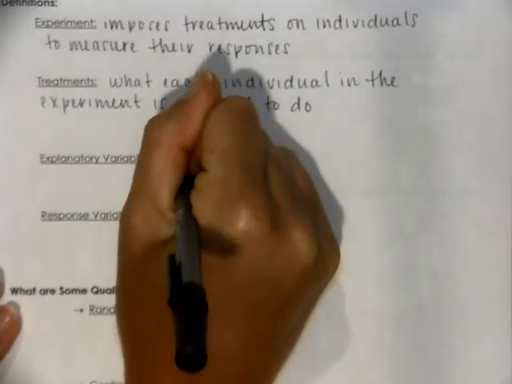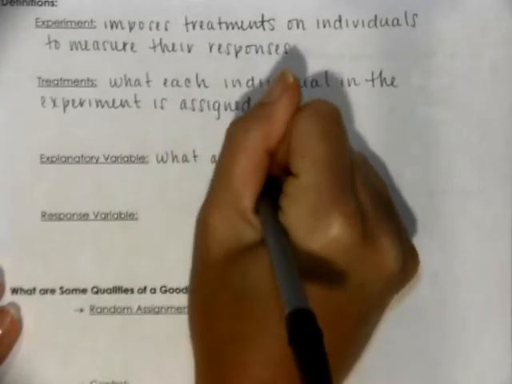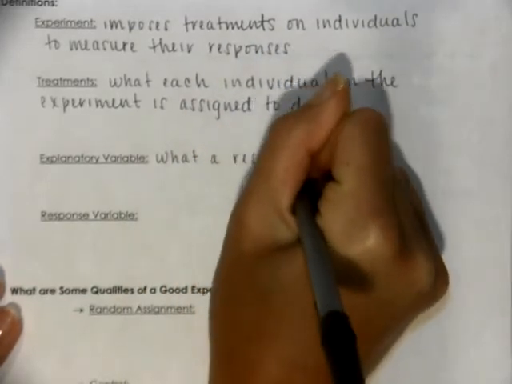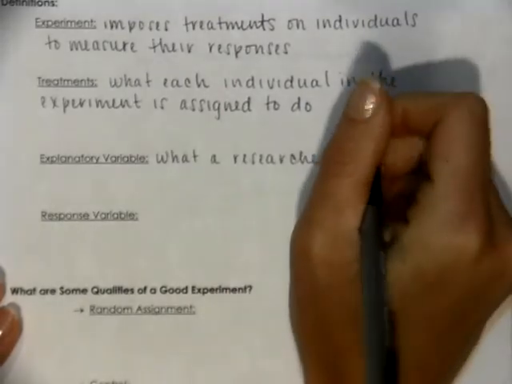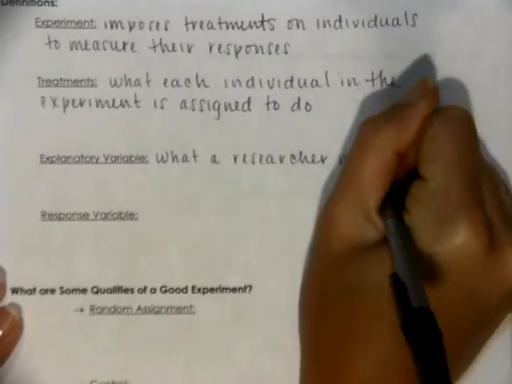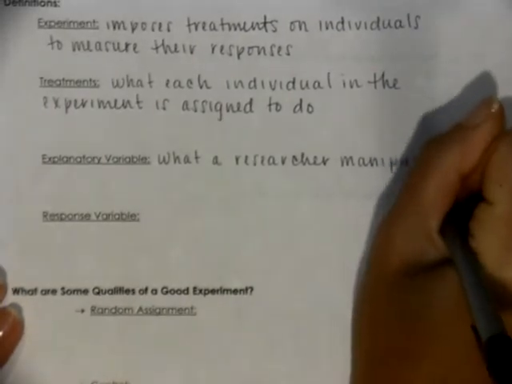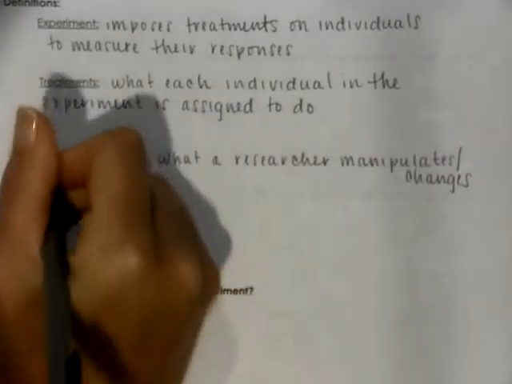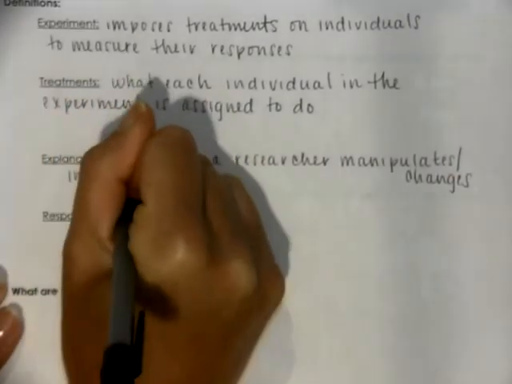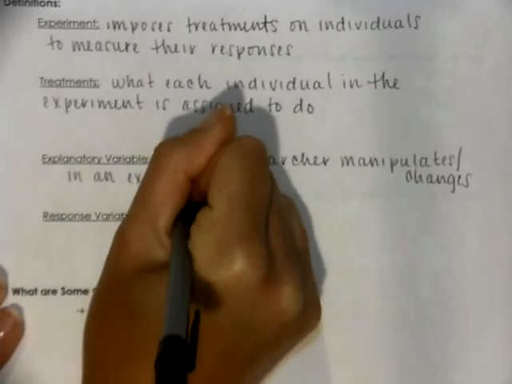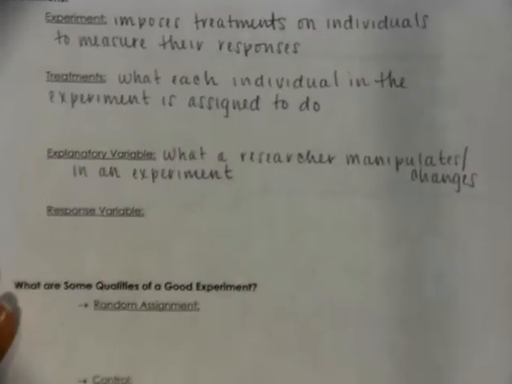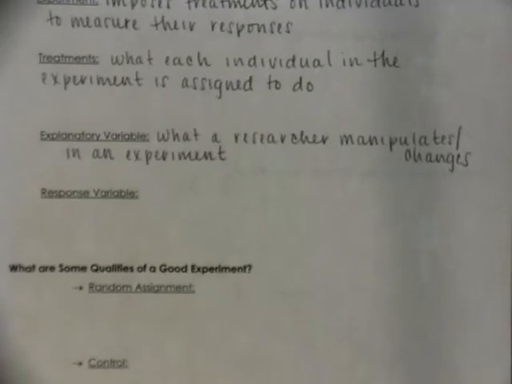So it's what the researcher manipulates or changes in an experiment. So it's basically just putting together your treatments, generalizing your treatments. So my explanatory variable for the example I gave would be study time, okay?